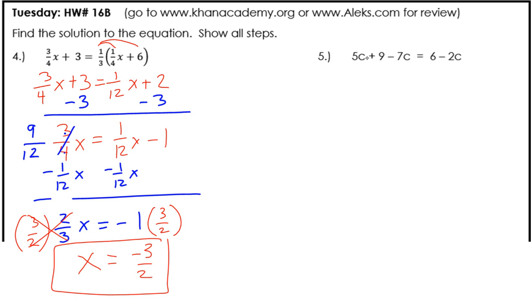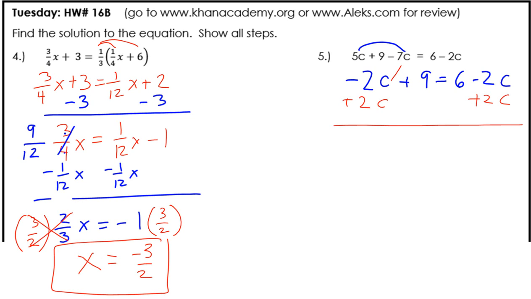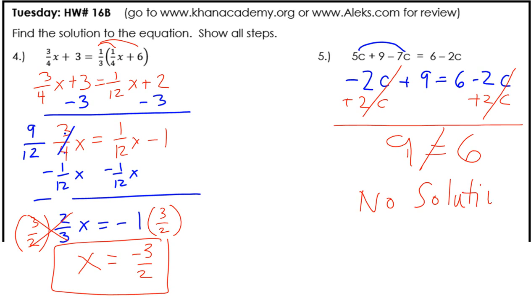Question number 5. This has two variables on the same side, so I'm going to combine like terms before I start using inverse operations. And now I can use some inverse operations here. If I add 2c to both sides, it looks like my variable is going to cancel out. So when that happens, you have one of these special types of solutions. So I have a 9 left on the left and a 6 left on the right, and these two values can never be equal, so we call this not possible or no solution. There is no value of c that would satisfy this equation.